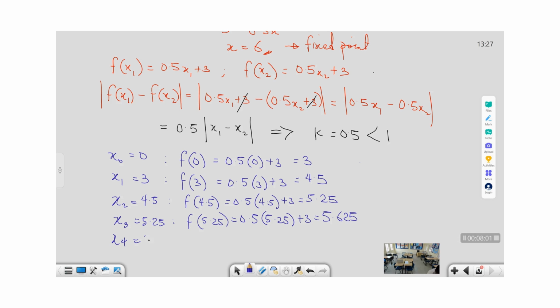x4 equals 5.625. So you have f of 5.625 equals 0.5 times 5.625 plus 3. And when we do this also, 0.5 times 5.625, we get 5.8125.